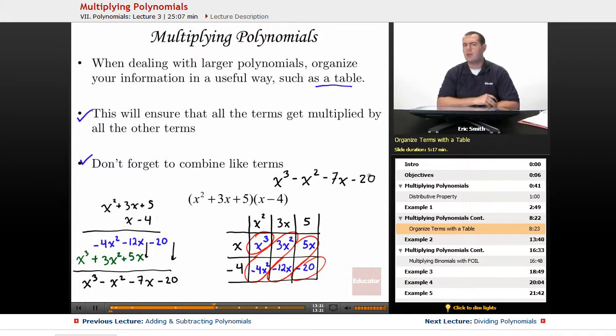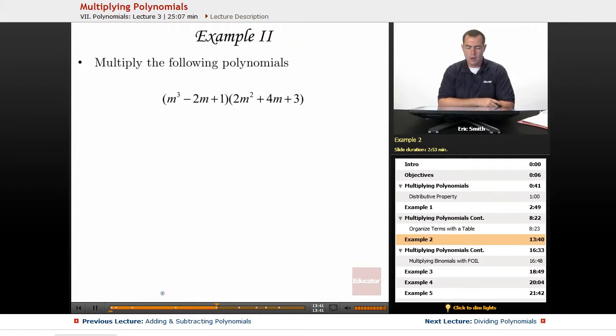Oftentimes you'll find your like terms are diagonals from each other, but it's not always the case, it just seems to be very common. Okay, so a good important thing to recognize in the very end is that you get the same answer either way. So use whichever method works the best for you and that you are more comfortable with. Alright, now that we have some good methods under our belt, let's try multiplying these polynomials again and see how it's a little bit easier.